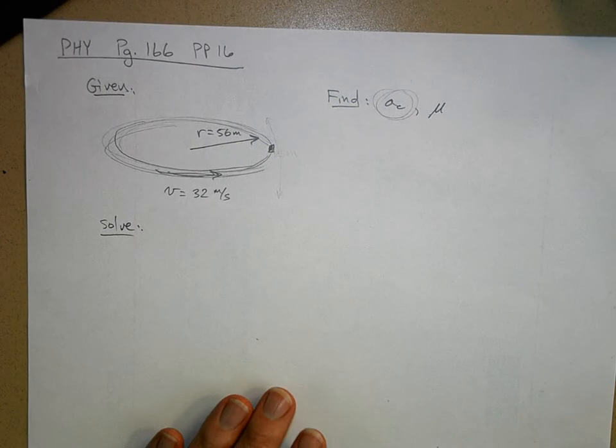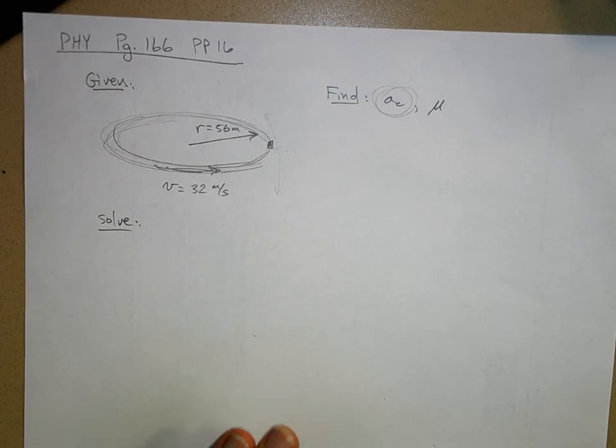Let's do practice problem 16 on page 166. I'll read the problem. It says, racing on a flat track, a car going 32 meters per second rounds a curve 56 meters in radius. A, what is the car's centripetal acceleration? And B, what minimum coefficient of static friction between the tires and the road would be needed for the car to round the curve without slipping?